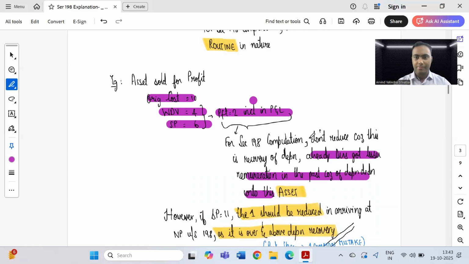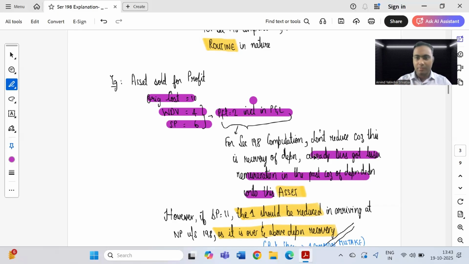How is this a recovery of depreciation? Let's take this. Your original cost is 10, your WDV is 4. It means what is the depreciation that has been applied on the asset throughout its life? A depreciation of 6 has been applied on the asset, right? Because 10 minus 6 will yield you a number of 4. That is very clear, right? So this 2 is less than 6. So basically this 2 is a recovery of that 6, right? That is what they're trying to say.